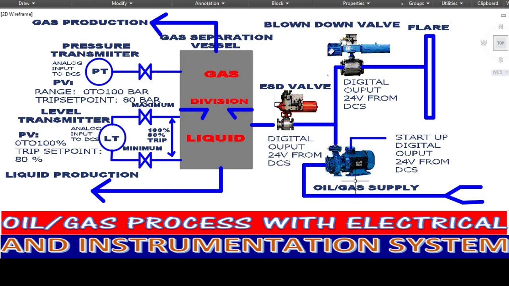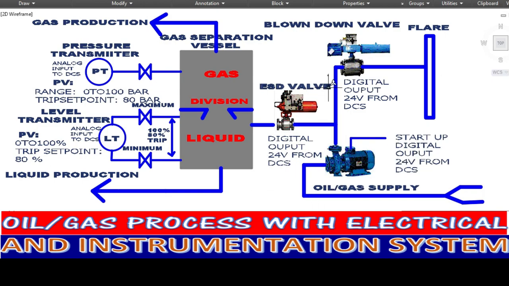So we have here the pump. To start up this pump, the signal comes from a digital output of 24 volts from the DCS. Meaning the DCS will send a 24 volt signal to start up this pump if there is no malfunctioning condition on the process system. Once the process system belonging to instrumentation is healthy, this pump is ready to start up.